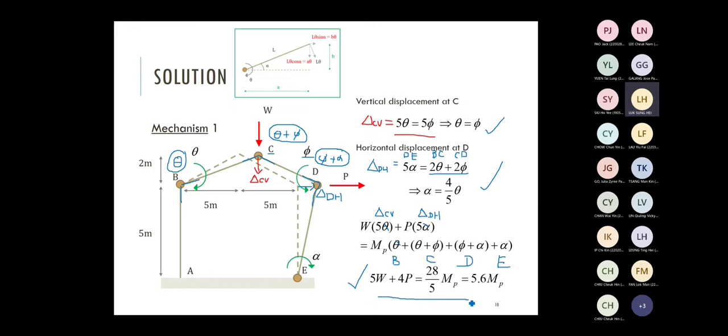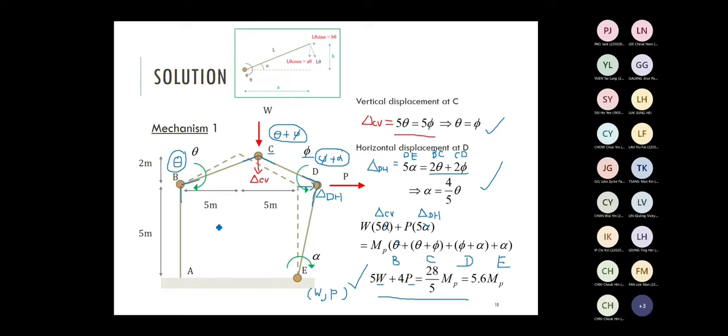Then what is the meaning of this equation? The meaning of this equation is quite easy. Any combination of W and P that satisfies this equation, equal to 5.6 MP, will make the structure collapse under mechanism 1. That means plastic hinges form at B, C, D, E. Interaction formula.